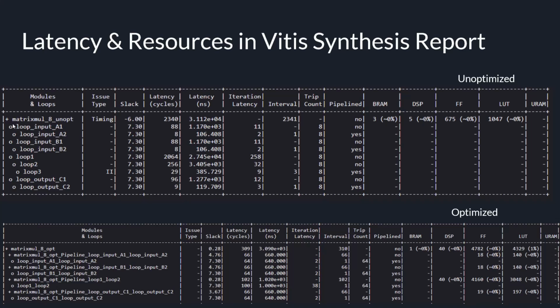We can see all the loops were nested and there was no pipelining. But in the optimized version, we did pipelining and the cost we had to pay was resources. The number of resources increased.